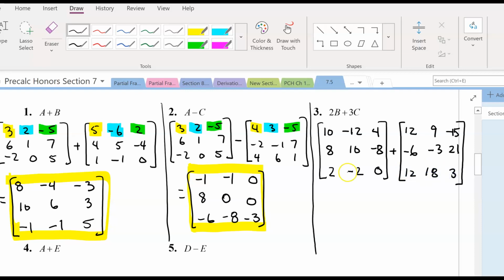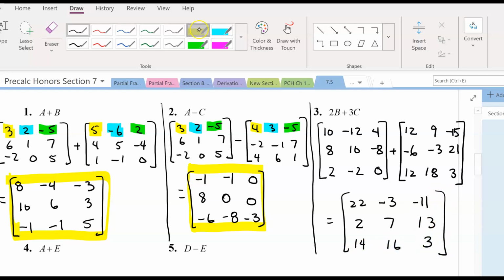Now that I have 2B and 3C, I just have to add the entries in the same rows and columns. 10 plus 12 is 22. Negative 12 plus 9 is negative 3. 4 plus negative 15 is negative 11. 8 plus negative 6 is 2. Next entry would be 7. Negative 8 plus 21 is 13. And then the last row, 14, 16, and 3.